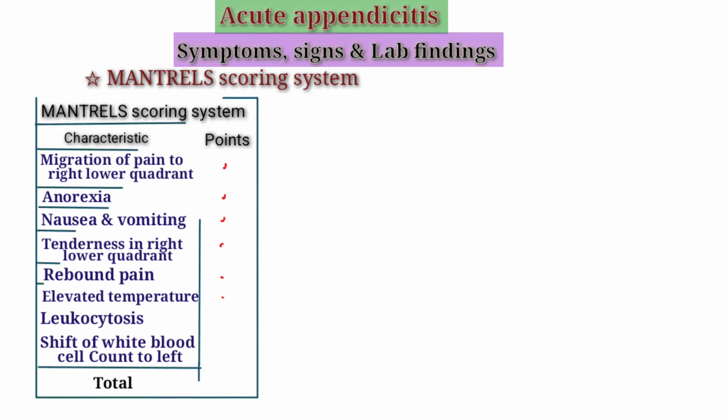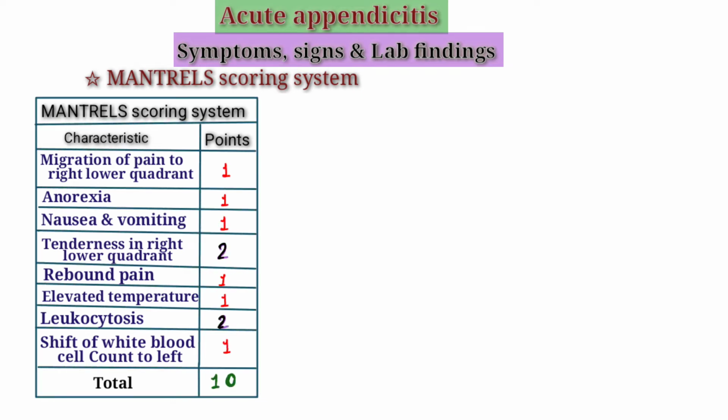Now symptoms, signs, and lab findings. We can get all of these in the MANTRELS scoring system, or modified Alvarado score. The mnemonic is MANTRELS itself. So look at the first alphabet of each point. M is for migration of pain to the right lower quadrant. A is for anorexia. N is for nausea and vomiting.